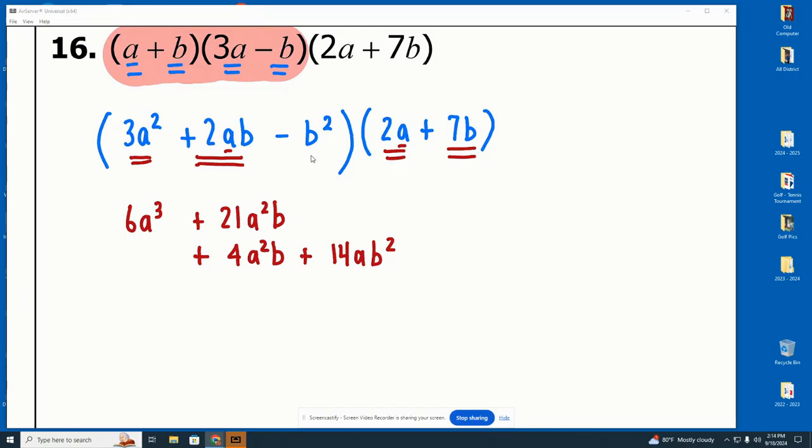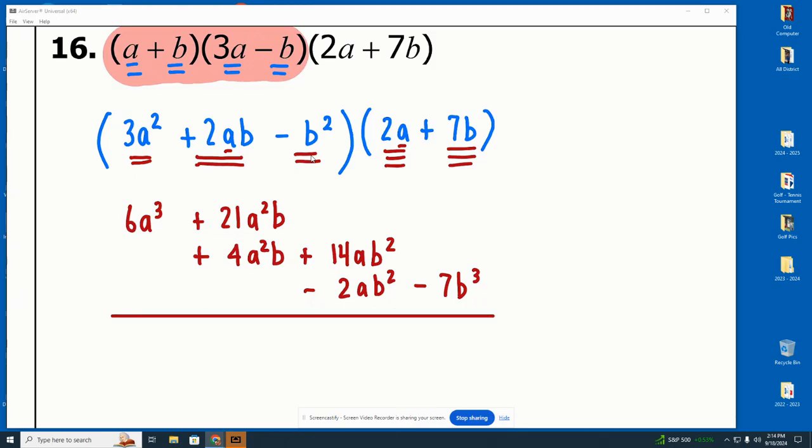All right, last one. We're going to do negative b squared times 2a. Well, that's negative 1 times 2, that's negative 2. b squared times a is ab squared. So that's negative 2ab squared. And then finally, negative b squared times positive 7b. Negative 1 times 7 is negative 7. And b squared times b to the first is b to the third. So there it is. That's all of my multiplication. And that was a lot. But that is going to produce my final answer, which is 6a cubed.